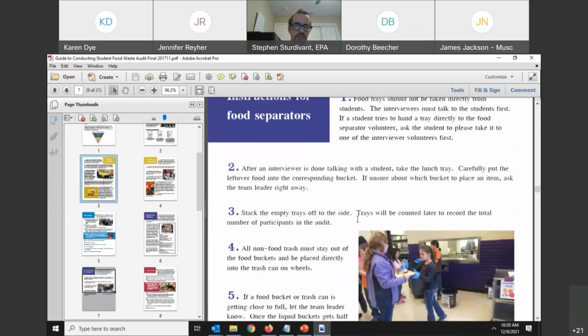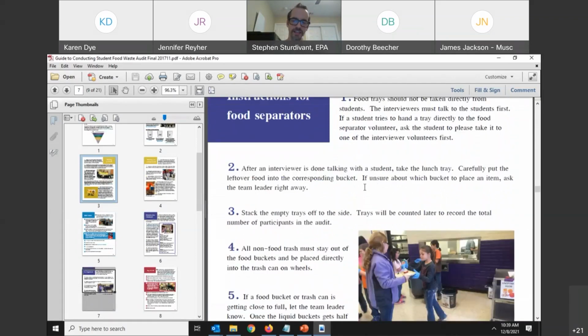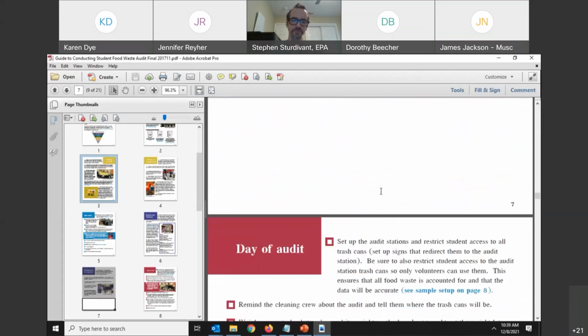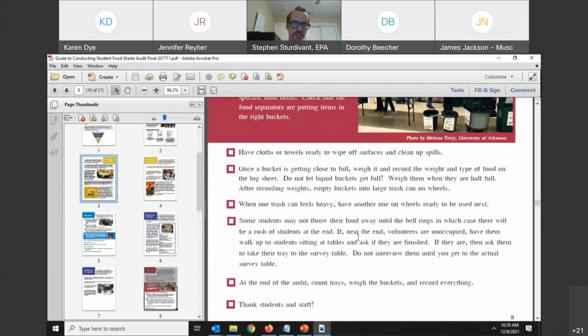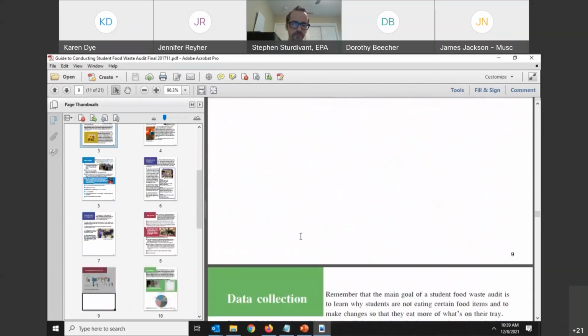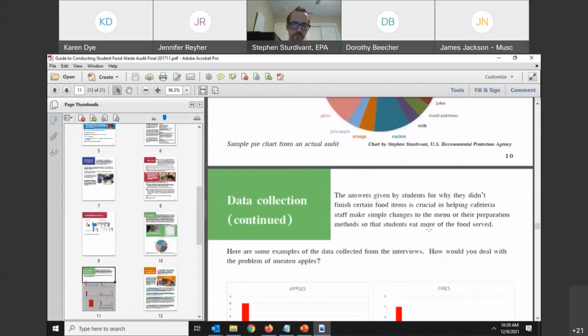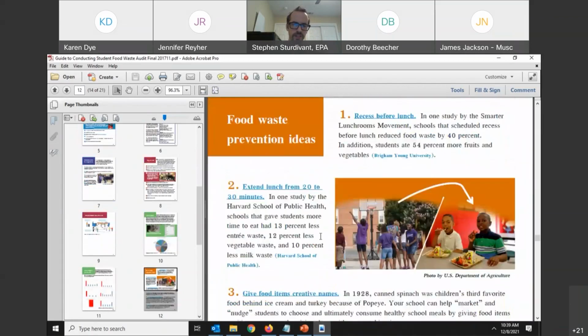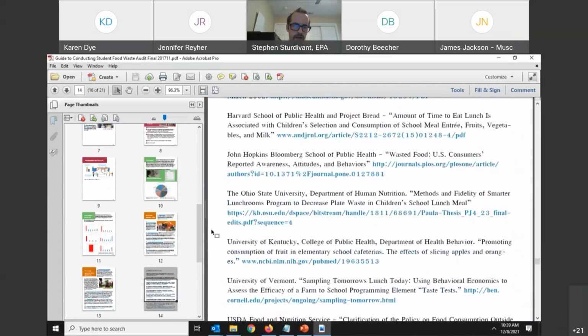And then we have food separators. These are the volunteers that put food into different buckets. Here are some quick tips for them. On the day of the audit, prep the area, get rid of the trash cans, set up your station, that kind of thing. This talks a little bit about data collection, and then I showed you those. These are just some other tips you can do.